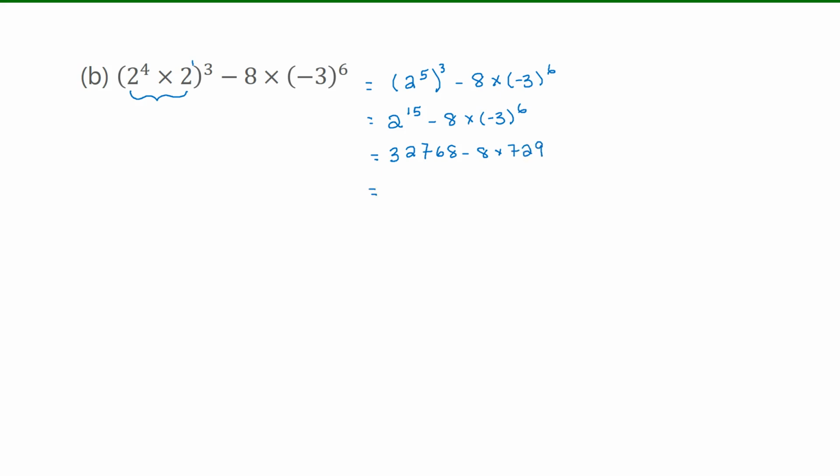Now performing the multiplication before the subtraction, I get 32,768 minus 5,832. When I subtract them, I got 26,936.